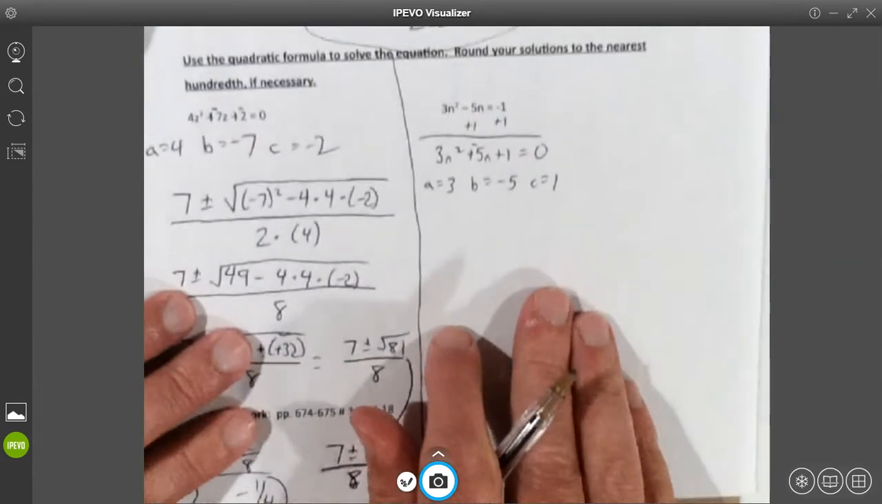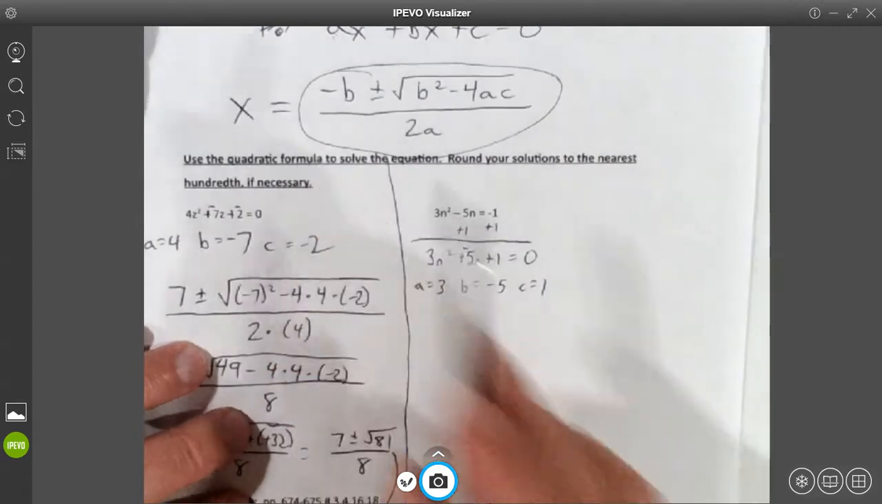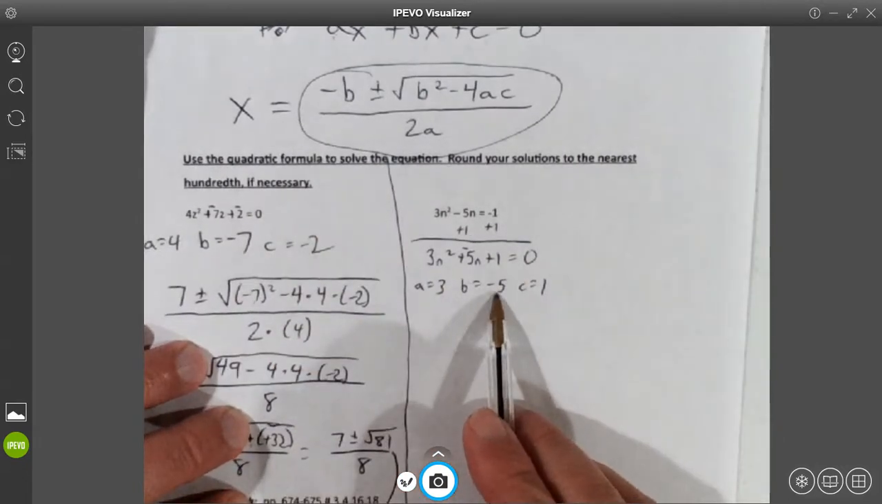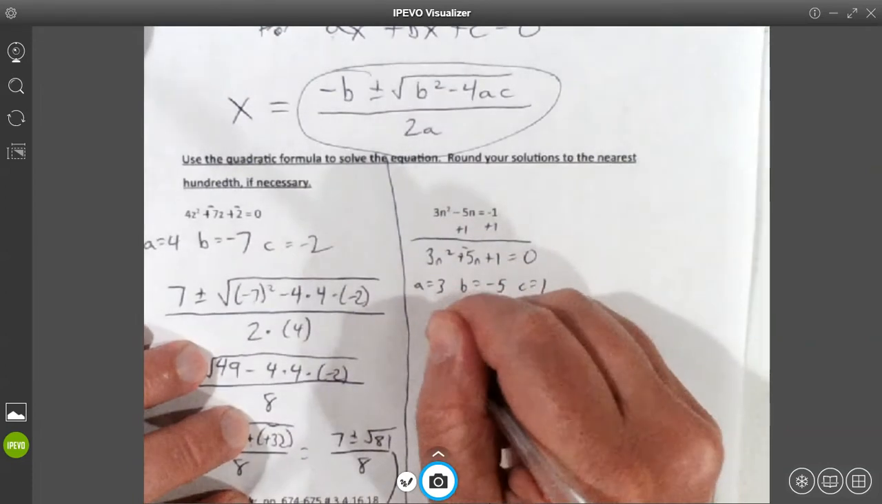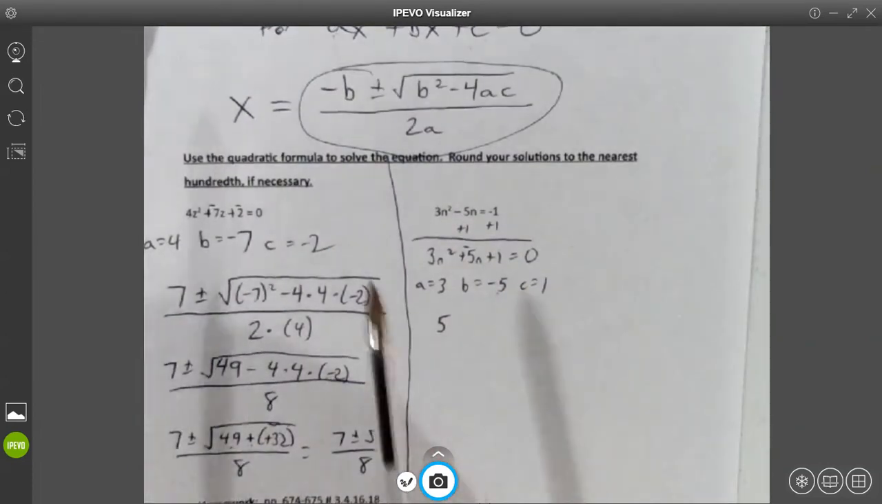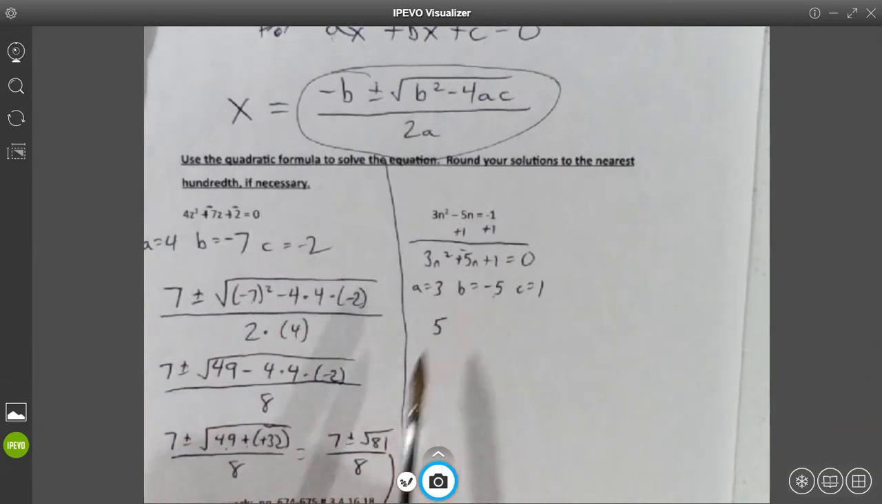So I'm going to start filling that information in to my quadratic formula. So I do the opposite of B. Again, B is -5. The opposite of -5 is 5. Now let me just pause right there, because I notice in my 2 examples, B is negative. All right, so the opposite of a negative is a positive.